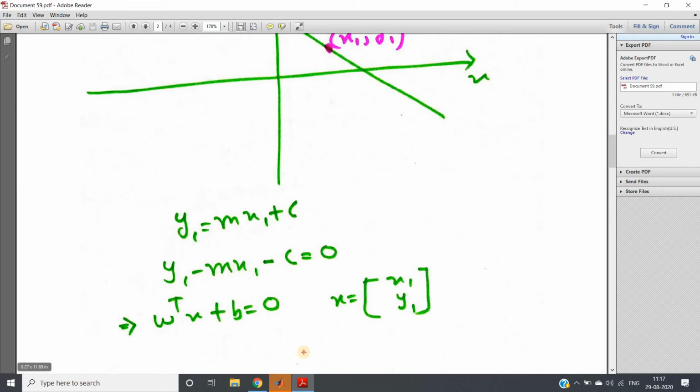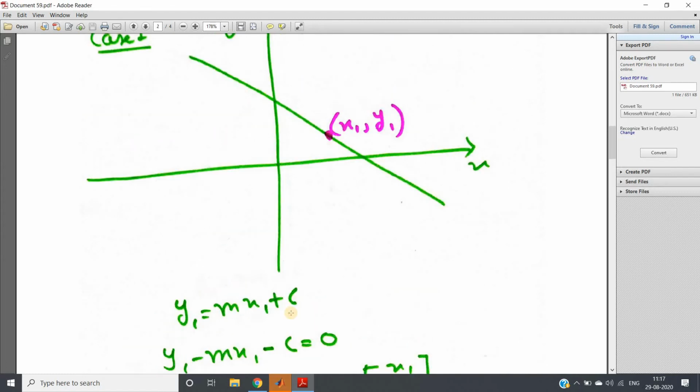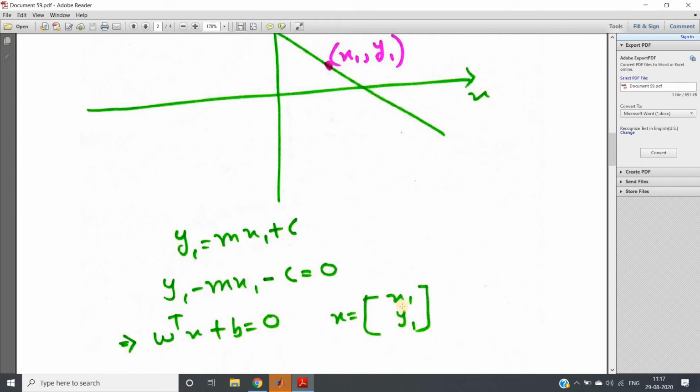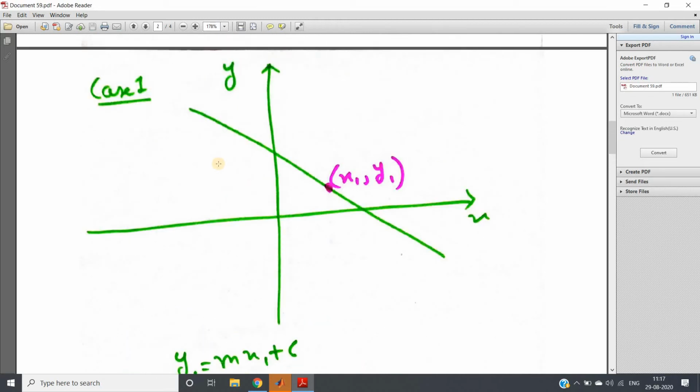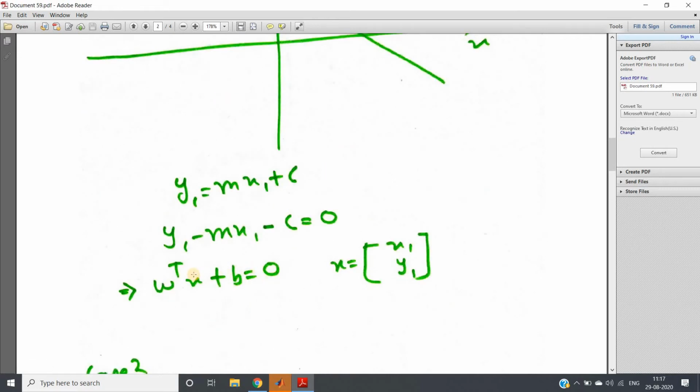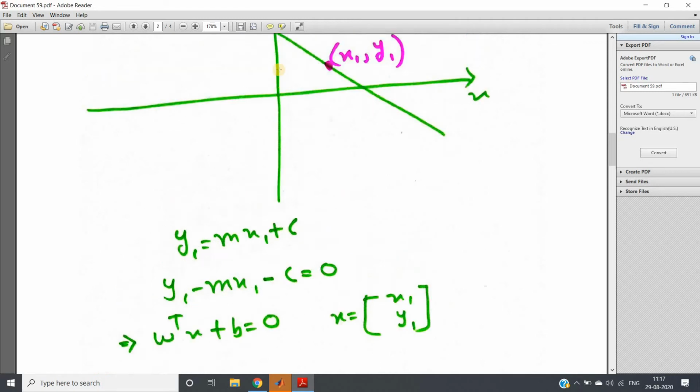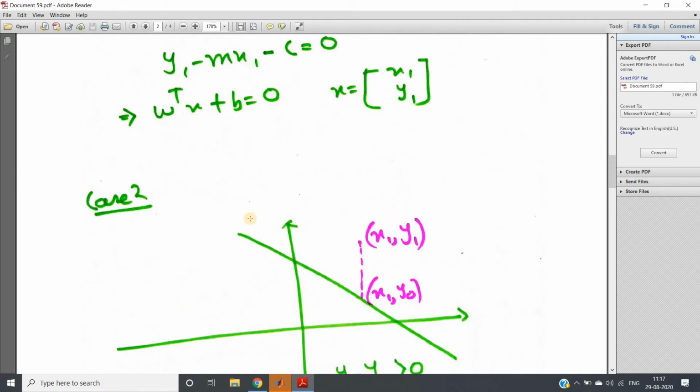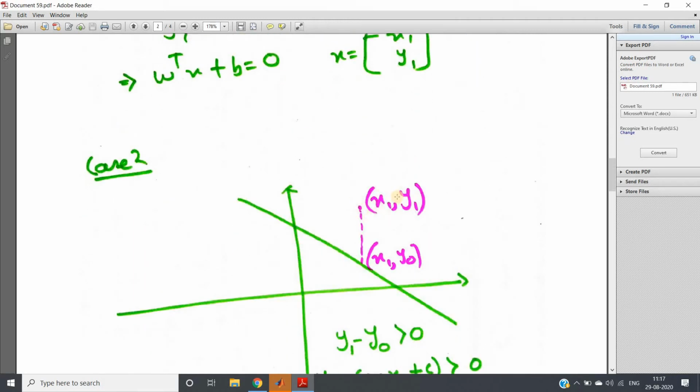So what we are getting is omega transpose X plus b, and this will take the value 0 if X, that is this particular point x1, y1, is placed on the line. So omega transpose X plus b equals 0 if we take some X value, that is an x1, y1 point, which is placed on the line. Case 2: consider a point which is placed above the line, like here x1, y1.